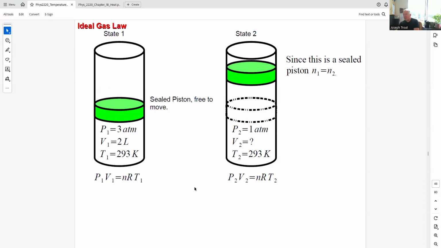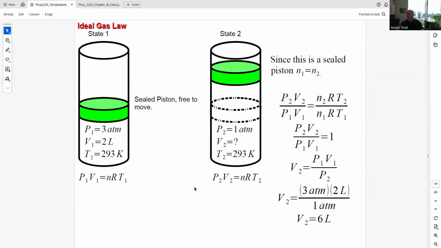So, for example, let's say we have a sealed piston and it's under high pressure. So it's 3 atmospheres of pressure in there. And we're going to let it expand at a constant temperature. So what'll happen is the gas will expand at a constant temperature. And in this case, we had to add heat to do it. And we can figure out what that final volume is.